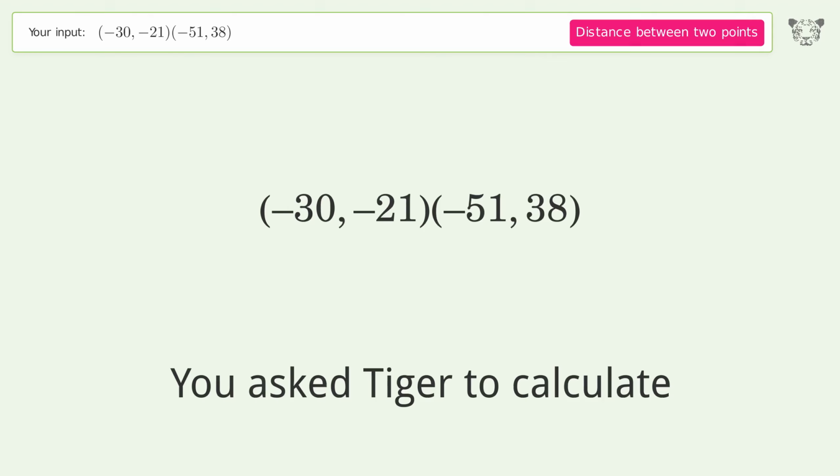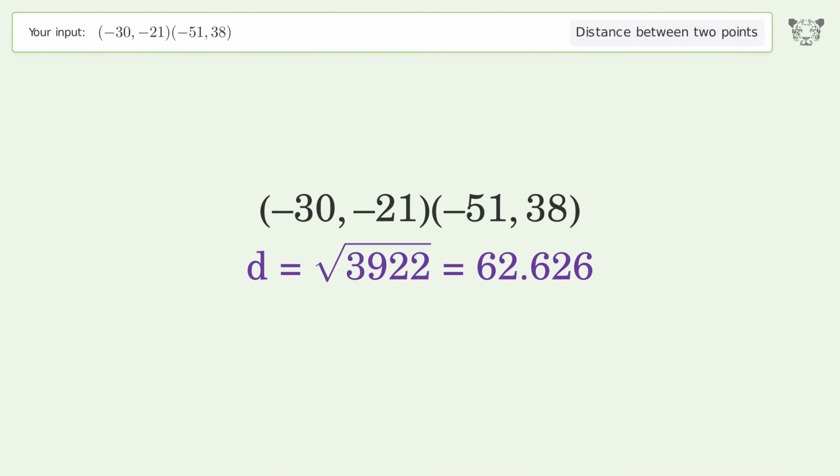You ask Tiger to calculate. This deals with the distance between 2 points. The distance between the 2 points is the square root of 3,922, or 62.626. Let's solve it step by step. Plot the 2 points and calculate the distance using the formula.